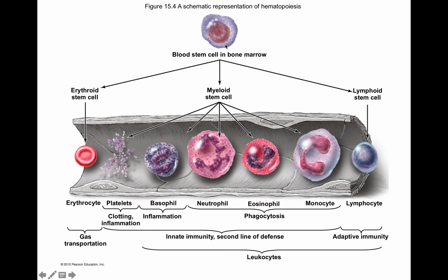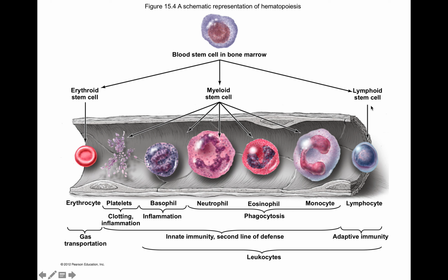This schematic shows how these cells arise in the bone marrow, and they differentiate into different types of cells depending on where they mature, where they're found after that. So we have the myeloid stem cells that can differentiate into platelets, basophils, neutrophils, eosinophils, and monocytes. And as you can see here, these three are involved in phagocytosis.